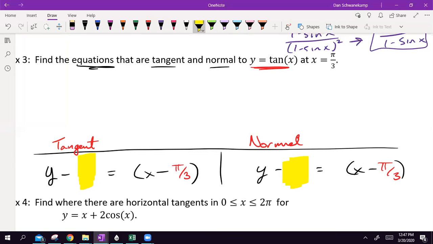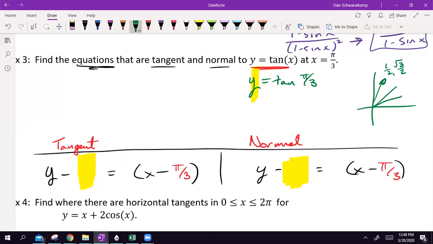Yep, we're just finding the y value, so it'd be y equals tangent of pi over 3, and we just think, all right, pi over 3 is not that one, it's that one. If you hold up your finger and put that one down, this would be 1/2, radical 3 over 2. So it's y over x. It is root 3.